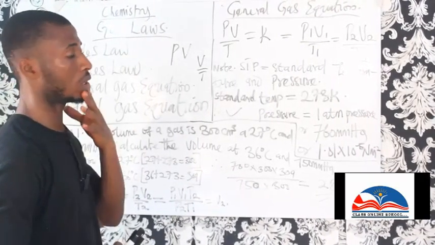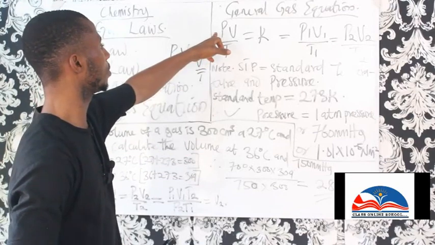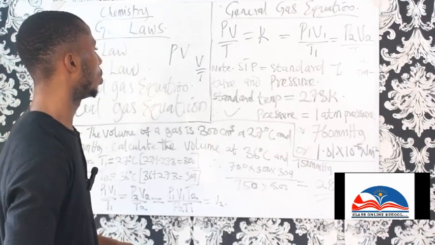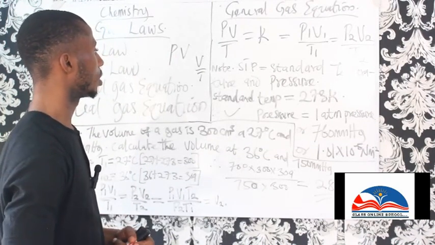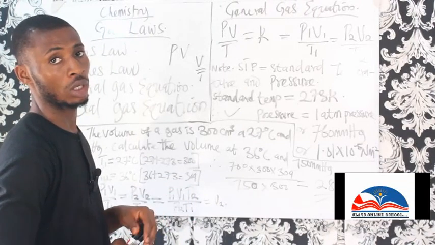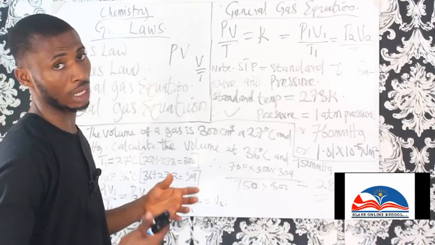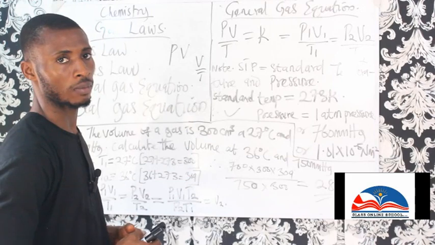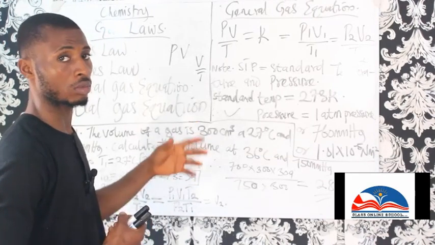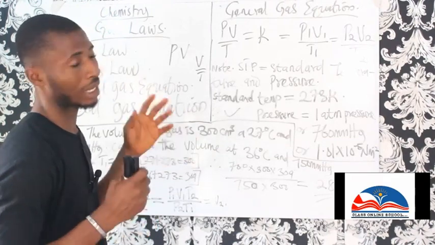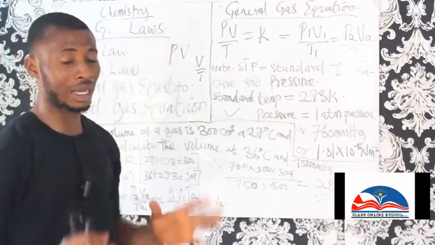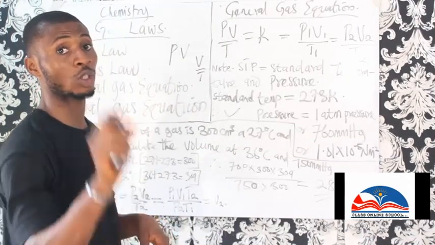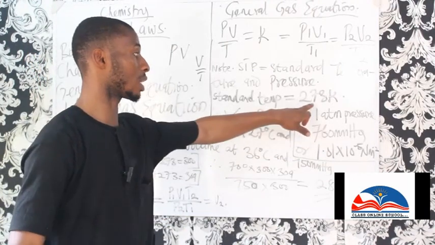So what we do is we combine Boyle's law and Charles' law, and it gives us the equation. But note that there is what we call standard temperature and pressure, and most of the time we use them in asking questions for this particular section. Now, standard temperature and pressure means a standard environment. For a standard environment, the standard temperature is 0 degrees Celsius, which is the same thing as 273 Kelvin.